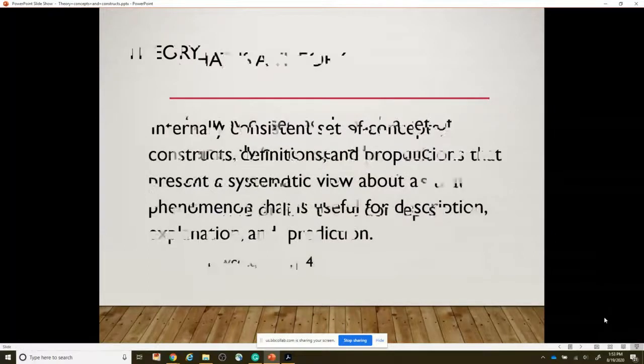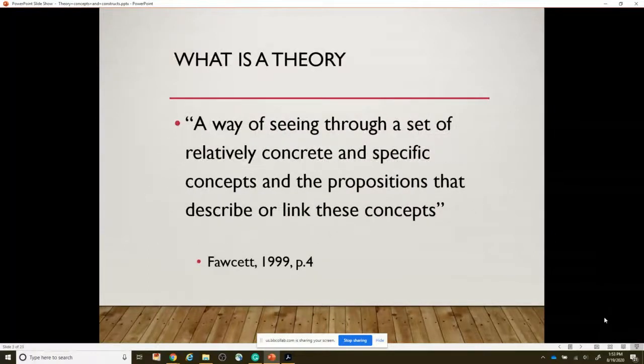So what exactly is theory? Well, it's a way of seeing through a set of relatively concrete and specific concepts and propositions that describe or link these concepts. And think of a proposition as a simple relationship. A leads to B.